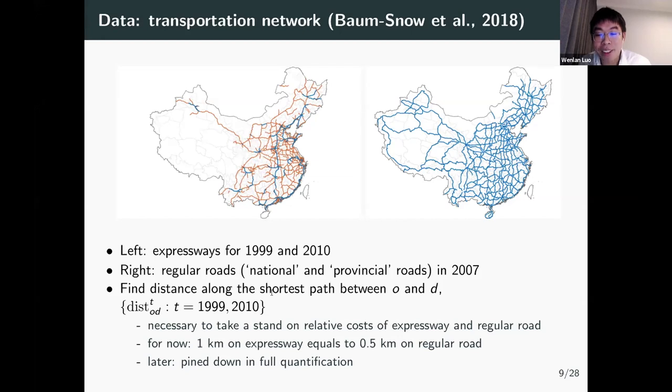and calculating its length. But for doing that, we need to take a stand on the relative cost of expressway and regular road, and we made an assumption for this reduced form analysis that the expressway is roughly 50% cost saving compared to regular road. Of course, in the structural model we will exactly estimate this. So after making this assumption, for each city pair we can calculate the shortest path and its length, and we define it as the distance between two cities at each of the years that we have observations.